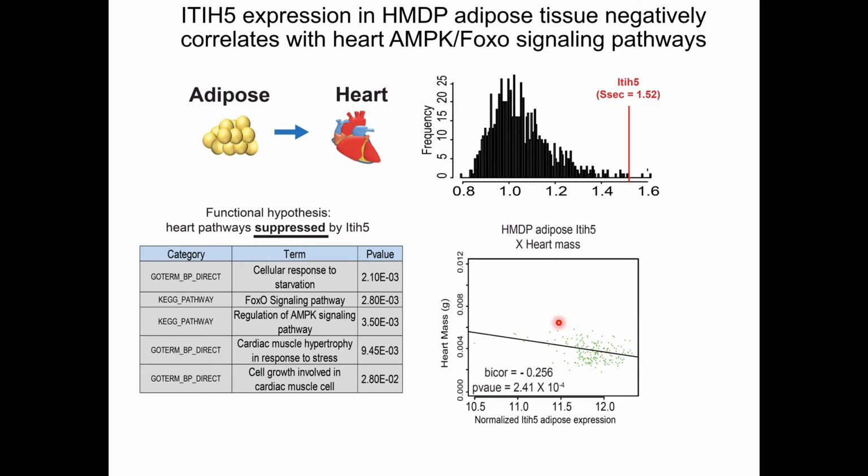So another thing that we observed, and this is something that stuck with us for quite a while, is that when we apply this very simple linear model, this linear approach that I mentioned before, ITIH5 is also one of the most strongly correlated genes with heart. Specifically, it's negatively correlated with FOXO signaling, AMPK, and the mass of the heart itself. And so we also measured echocardiographic traits in this context. For purposes of time, I won't get into it, but we think that these effects are indirect. We think that these are due to the impact on glucose metabolism and fat homeostasis.